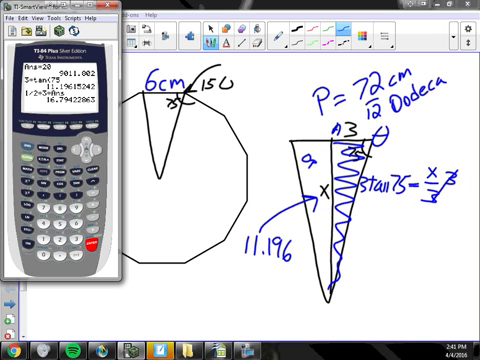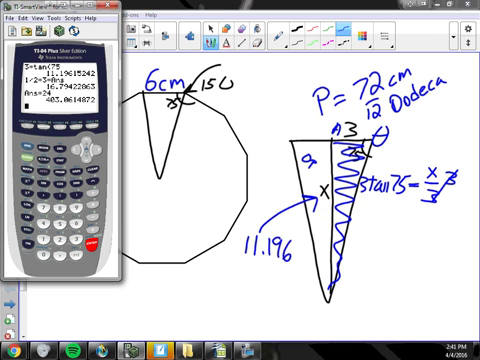And how many of those slivers are there in the entire figure? 24. Did I do that right, John? Okay, good. Multiply by 24. That is the area of the entire figure.